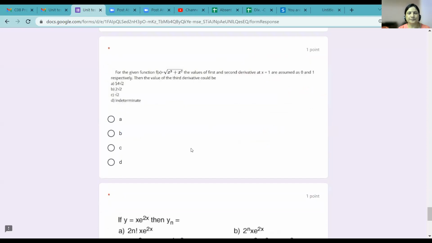Next one. For the given function f of x is equal to square root of (x cube plus x raised to 7), the values of the first and second derivative at x is equal to 1 are assumed as 0 and 1 respectively. Then the value of the third derivative could be. Here also we are taking only derivatives, nothing more than that. So look at this f of x. Just consider f of x as y. So we have y is equal to square root of (x cube plus x raised to 7). Such types of examples you can solve easily.